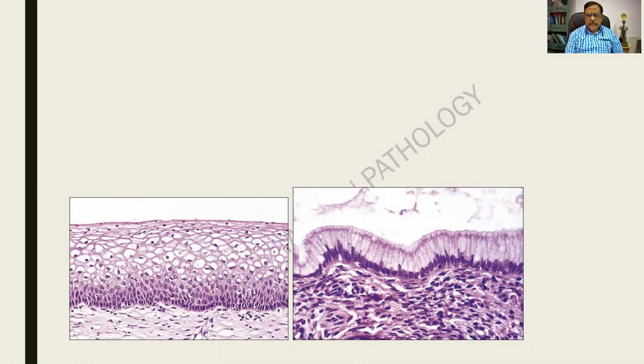In this one, I am finding a couple of pictures. One is a stratified squamous epithelium in which I am finding multiple layers of polygonal cells resting on a basement membrane, and this dark cell is the basal layer. Below that, there is a loose connective tissue.